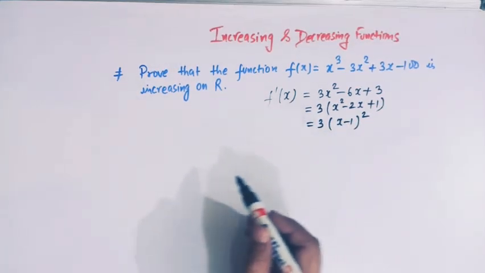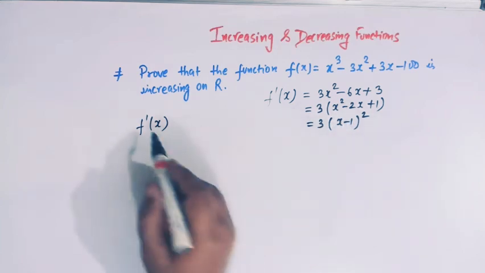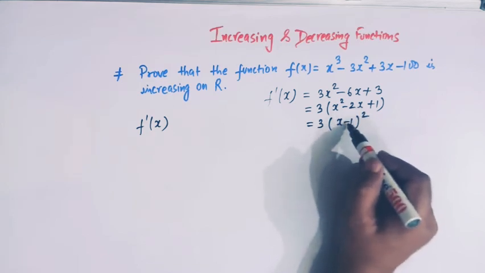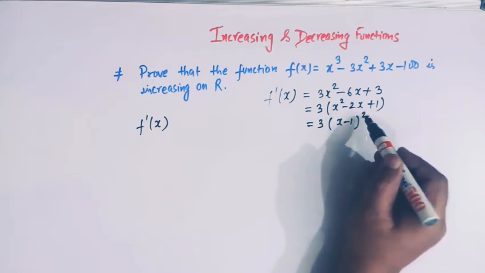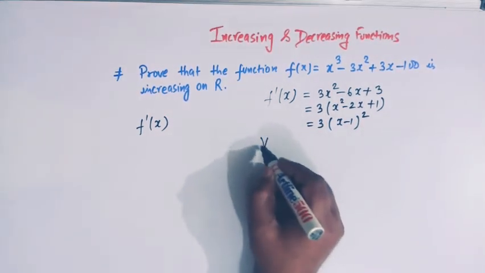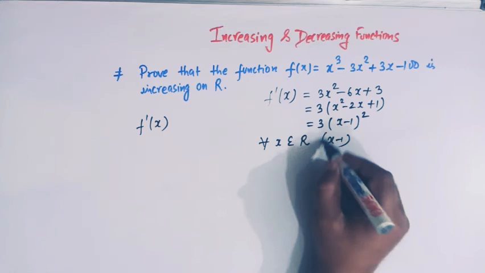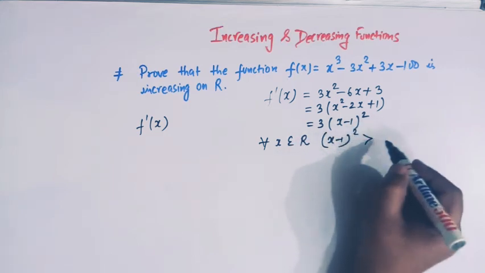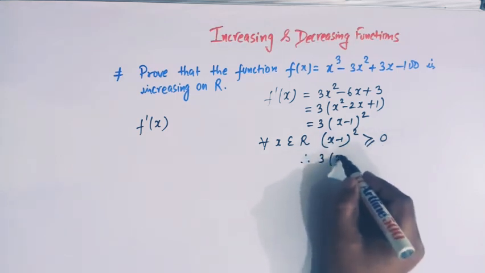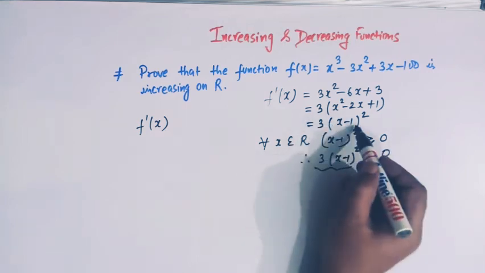Now here we see that the derivative, that is f prime of x, is always a positive quantity because here x minus 1 is a square term and 3 is positive, right? So for all x belonging to R, x minus 1 whole square is always greater than or equal to 0, right? So therefore we can write 3 times x minus 1 whole square is greater than or equal to 0, and this is f prime of x.